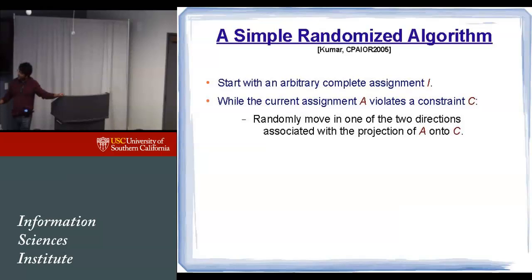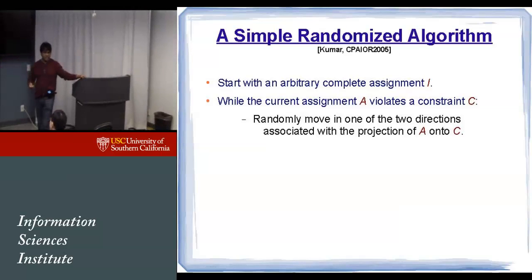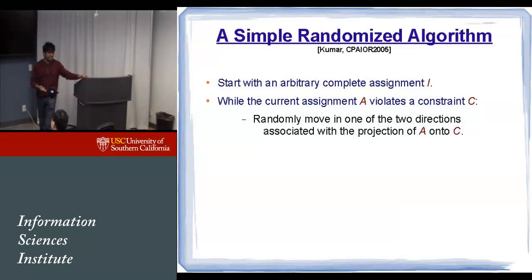And every time I have a violated constraint, I just look at the projection of the current assignment onto this constraint. It must be a 0 because that's the reason why it's violated, right? And by definition of smoothness, there exist two directions at the 0. I randomly move in one of them and I'm done. That's the entirety of the algorithm.